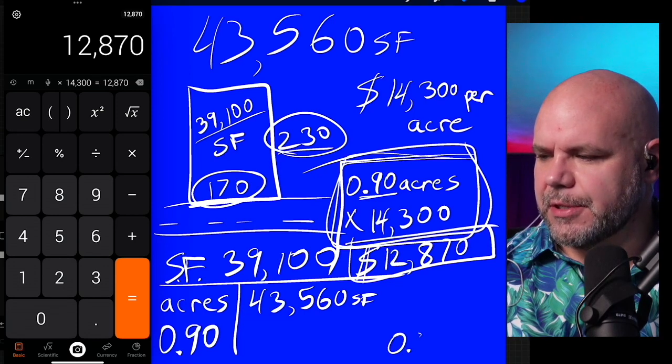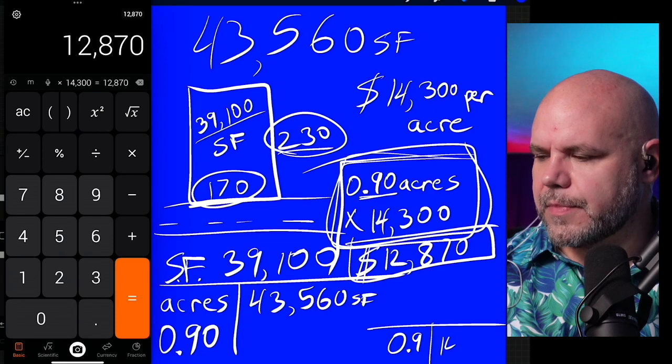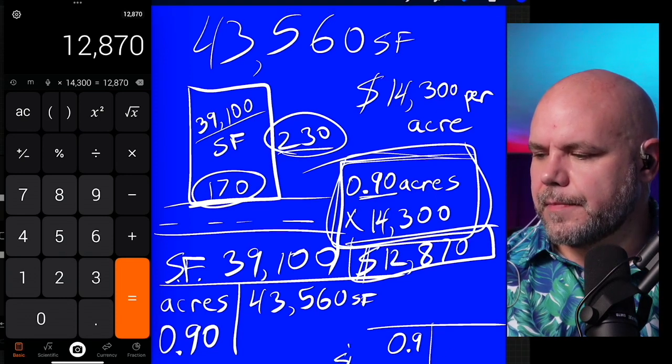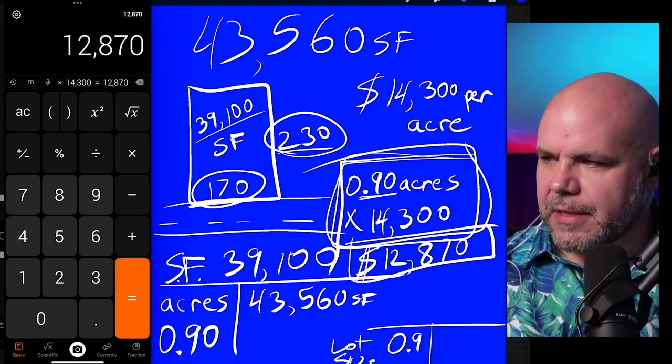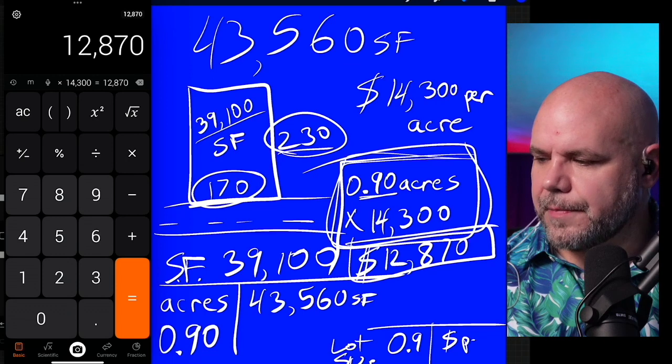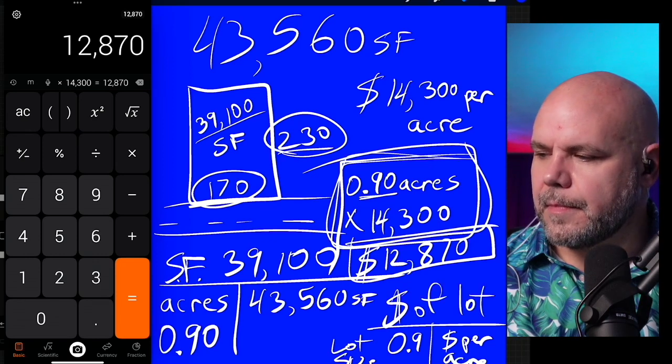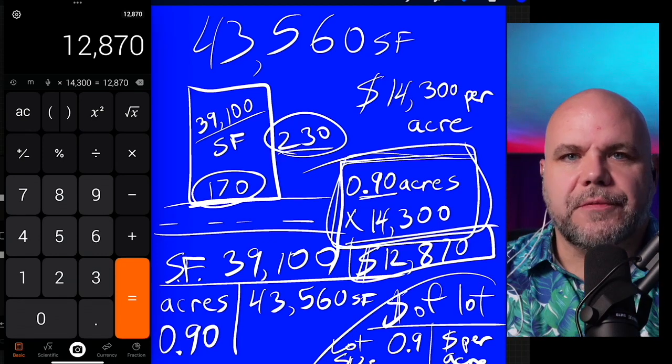Anytime you see the things multiplied together, that's what's on the bottom. Times, so it's the size of the lot. We'll say lot size times the dollars per acre gives you the price of the lot. You might want to write that one down as a circle formula too.